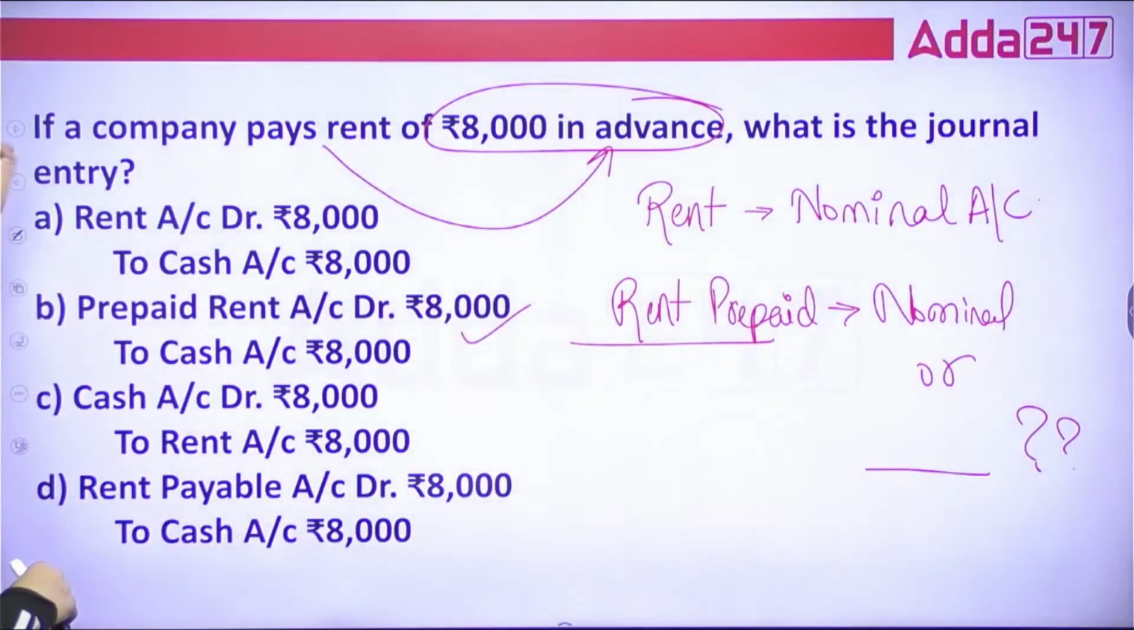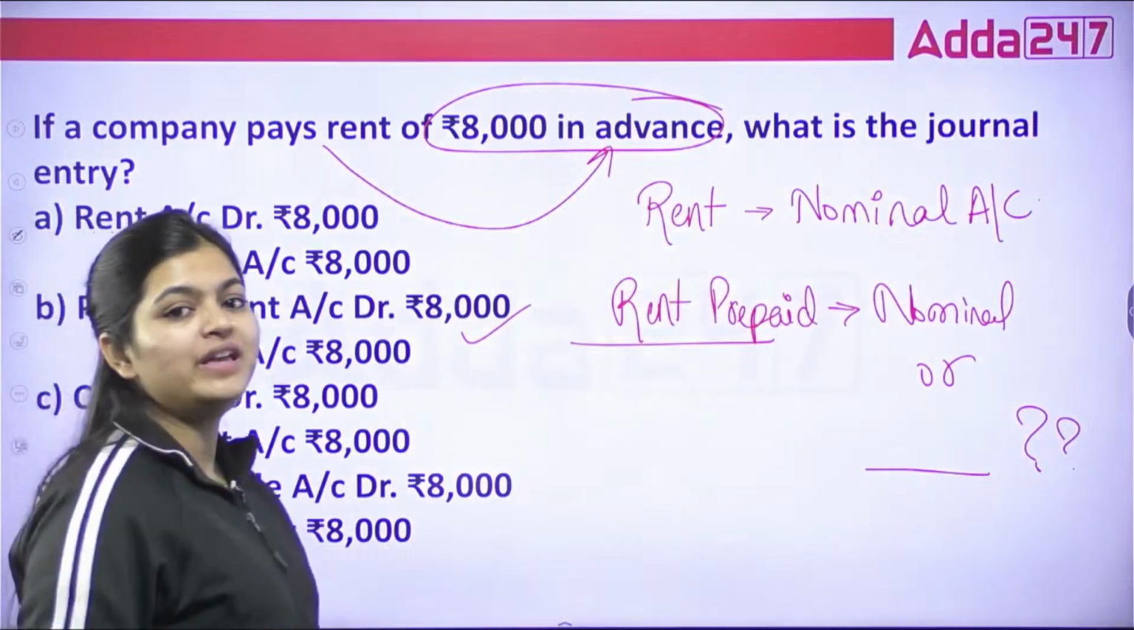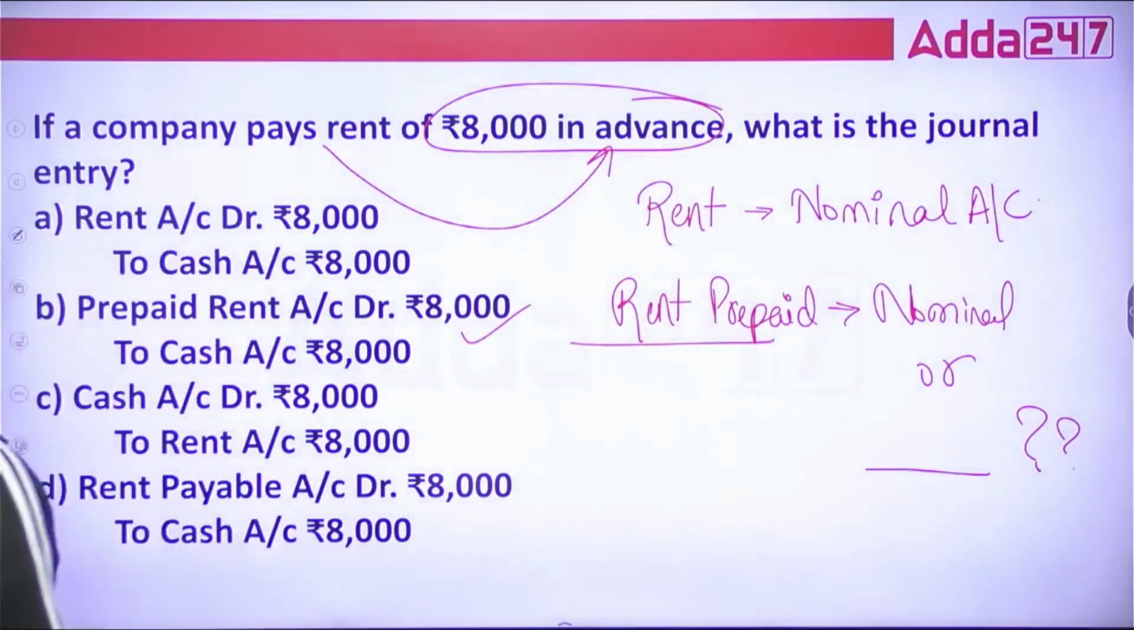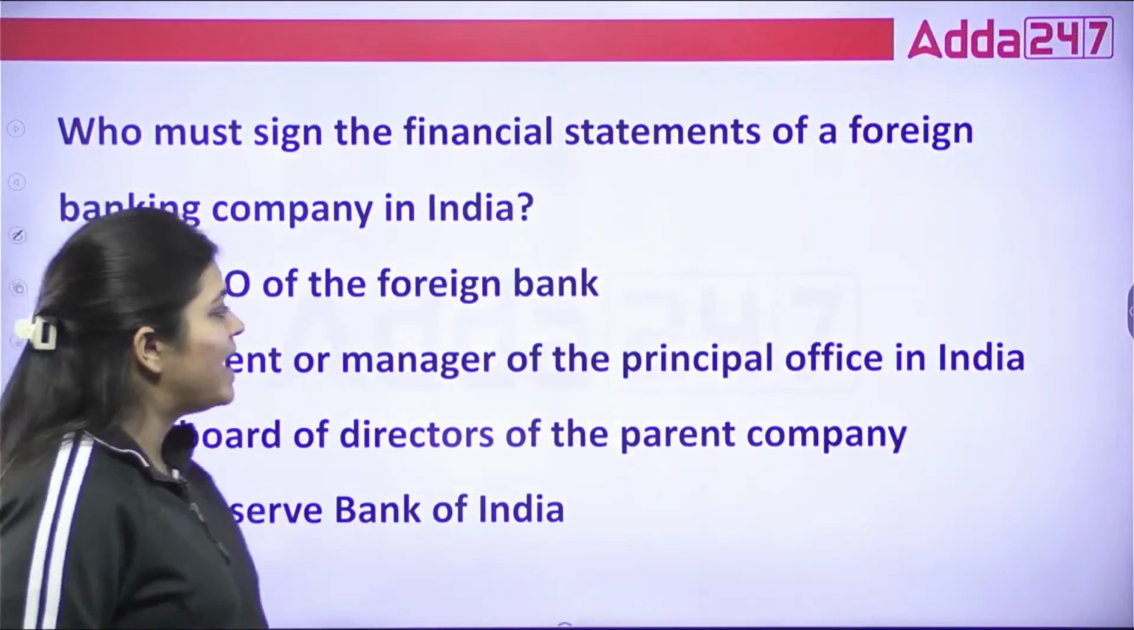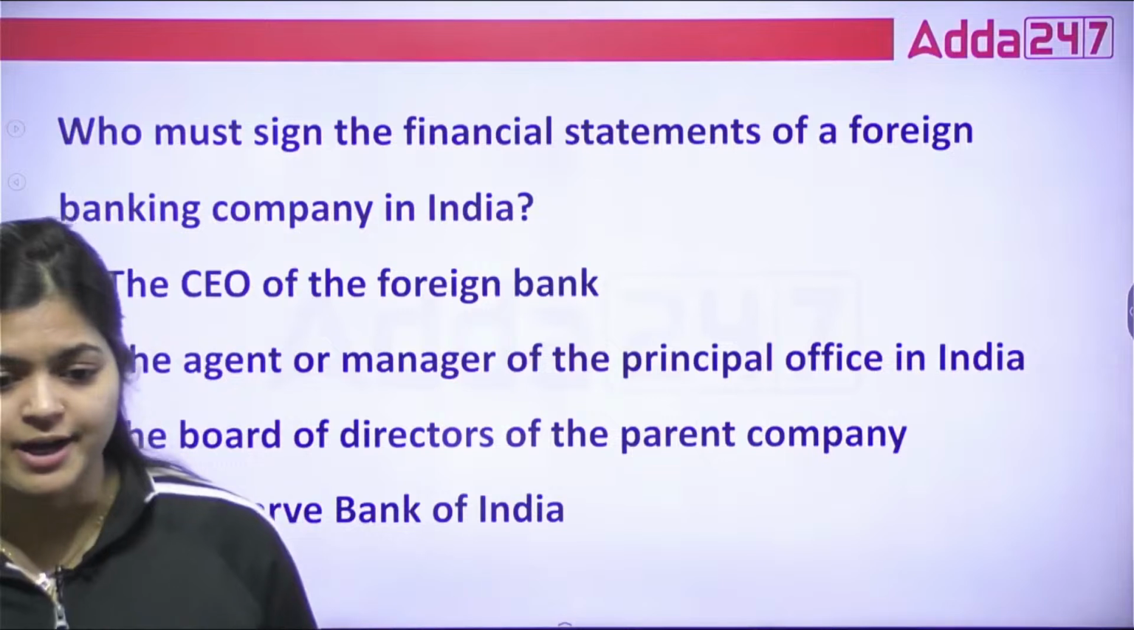Coming to the next question. The correct answer is prepaid rent account debit to cash account, as cash is going out and you are giving an advance payment. Next: who must sign the financial statements of a foreign banking company in India? A, the CEO of the foreign bank. B, the agent or manager of the principal office in India.